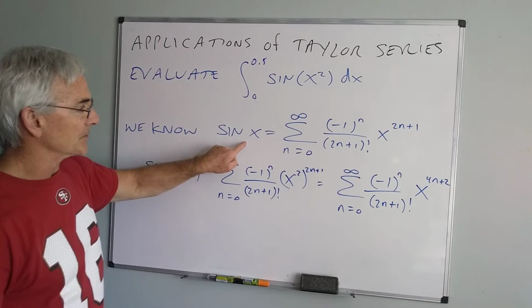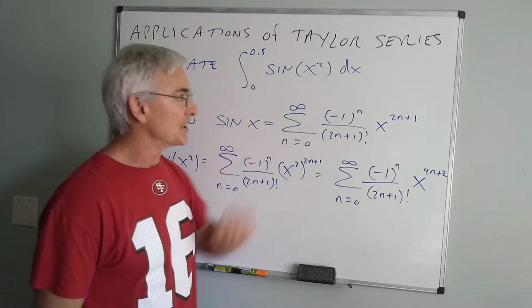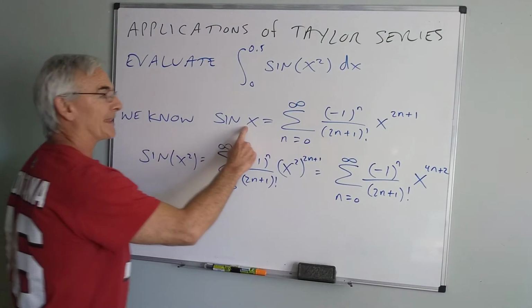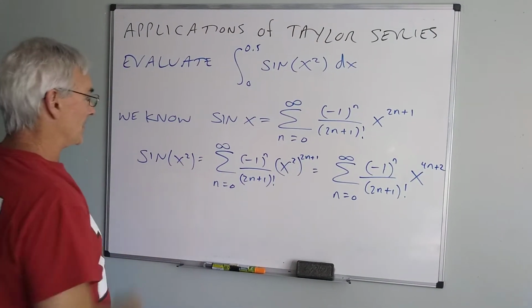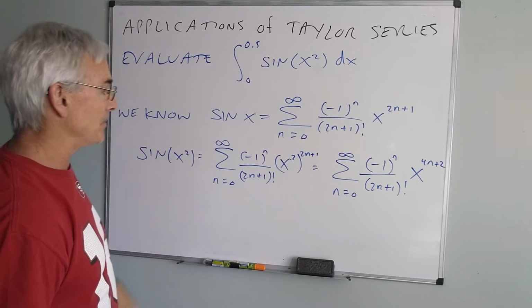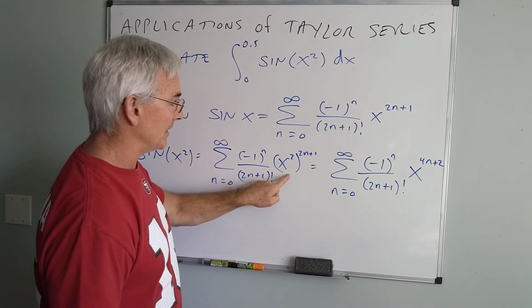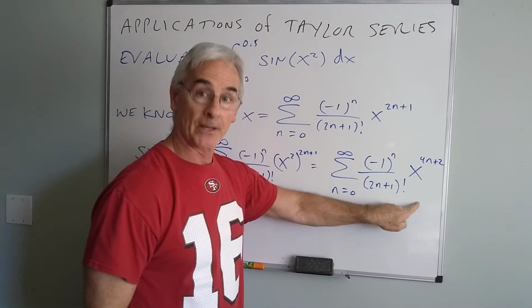Since we know that the Taylor series for sine x is as follows, if I replace the argument here with anything, I will simply replace the x with that same thing. So right now, sine of x squared is the same power series, but with x squared in here, and then we get this quantity right here.